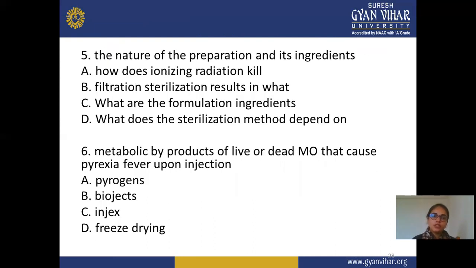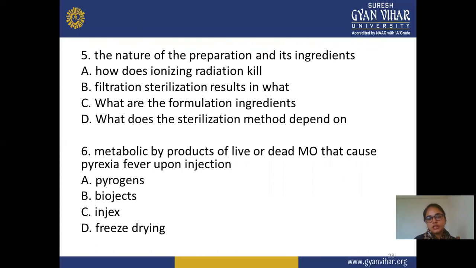Next, the fifth question: the nature of preparation and ingredient. How does ionizing radiation kill? Filtration and sterilization result in what? C is what are the formulation ingredients, and what does the sterilization method depend on? So these are the options A, B, C, D. According to these options, you can easily answer the correct option out of the four. Next, the sixth question: the metabolic byproduct of live or dead microorganisms that causes pyrexia or fever upon injection is: A is a pyrogen, B is bioject, C is injet, and D is freeze drying. This is also a very easy question that we already covered in this lecture.